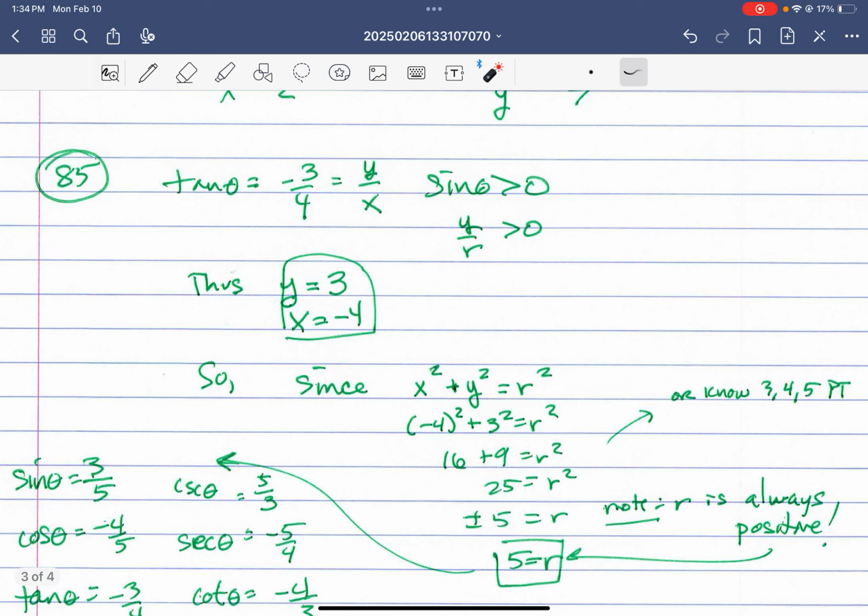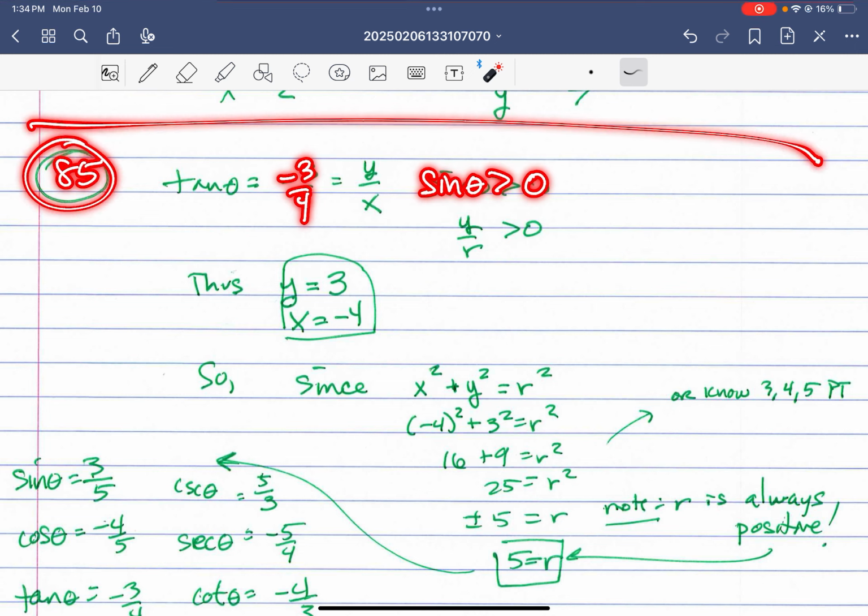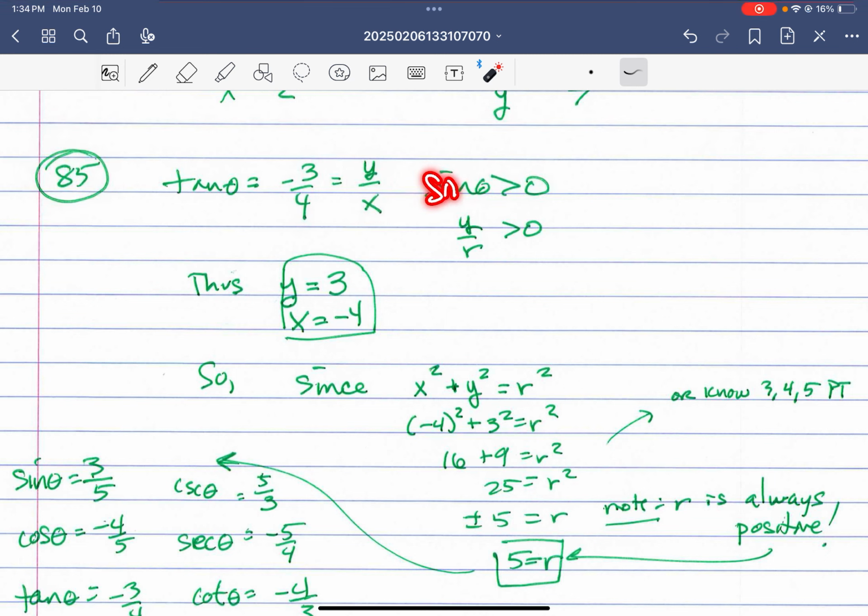Then, if I know that tangent is negative 3 over 4, and sine of theta is positive for number 85, so for this new question, well then, I know that this is y over x. So now I just have to figure out where does the negative go. Well, over here they tell me that sine is positive, but I know that sine is y. So it's telling me my y is positive. So the one on top must have been 3. The one on bottom is negative 4.